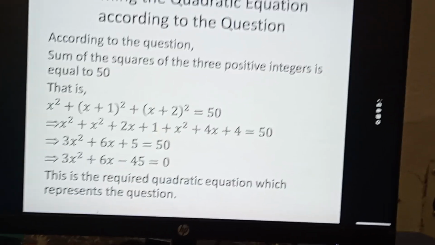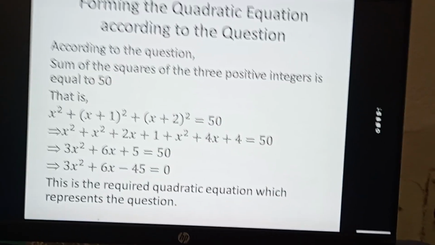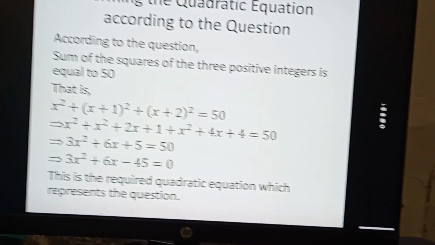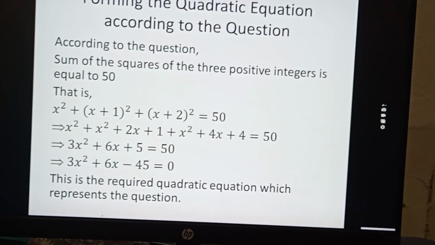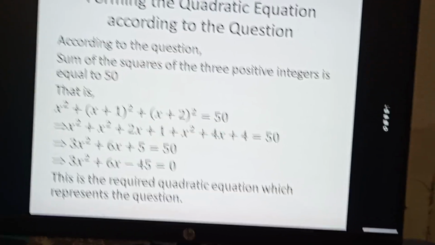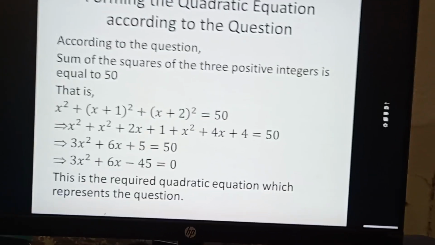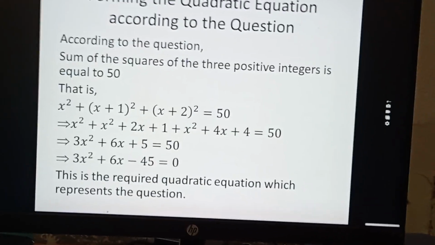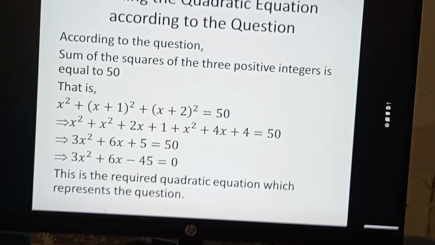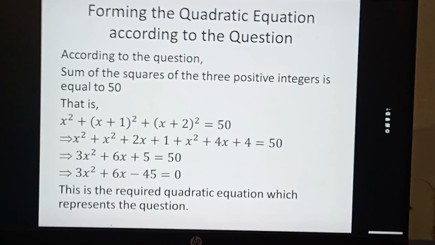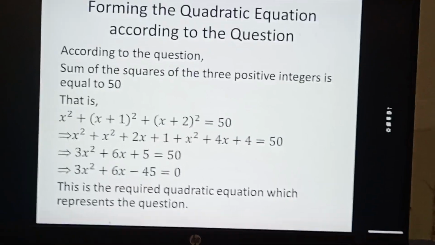So we get on the left hand side 3x squared plus 6x plus 5 is equal to 50. Transposing that 50 to the left hand side, with change of sign, it becomes minus 50. So 3x squared plus 6x minus 45 is equal to 0. This is the required quadratic equation which represents the question.